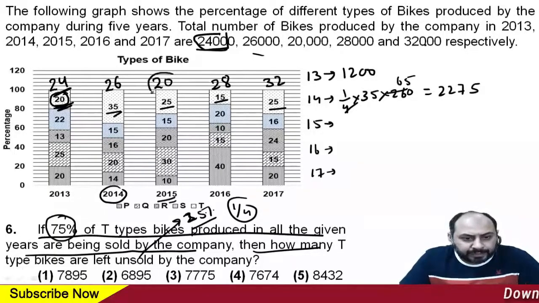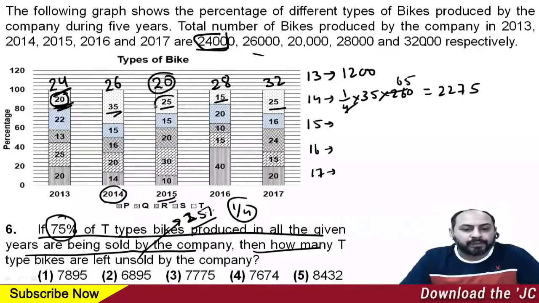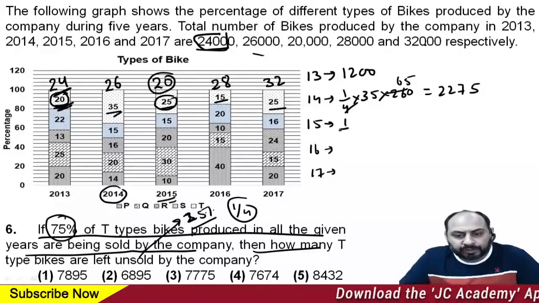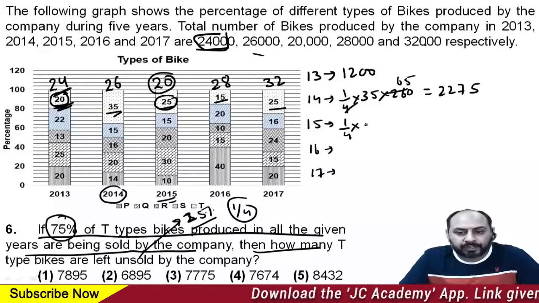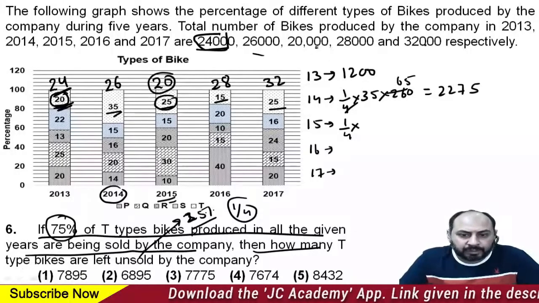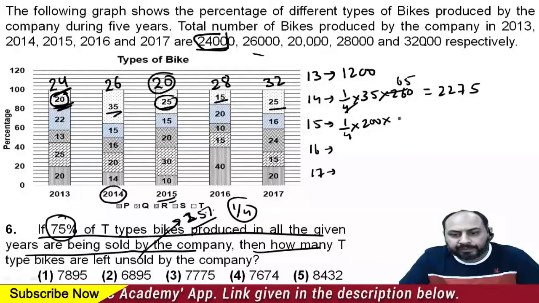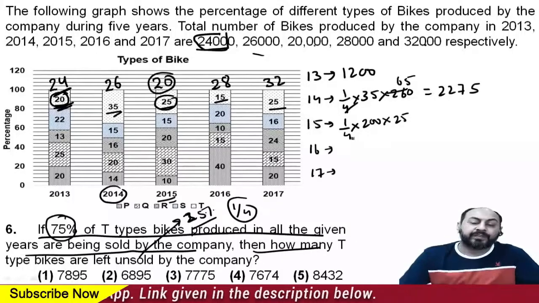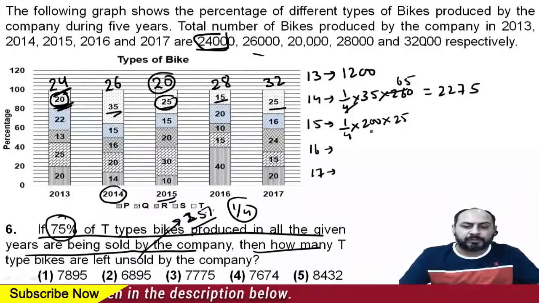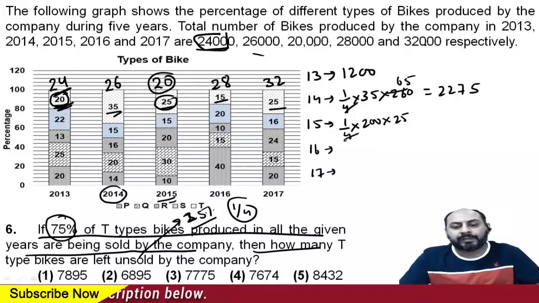Let's go to year 2015. So 20,000 is the total value and 25%, so 1/4 of 20,000. So 20,000, 1% is how much? 200. And again 25%. Irrespective whether we're able to divide this by 4 or not, or this by 4 or not, we just have to see which one can be easily divided. So we divide this by 1/4.